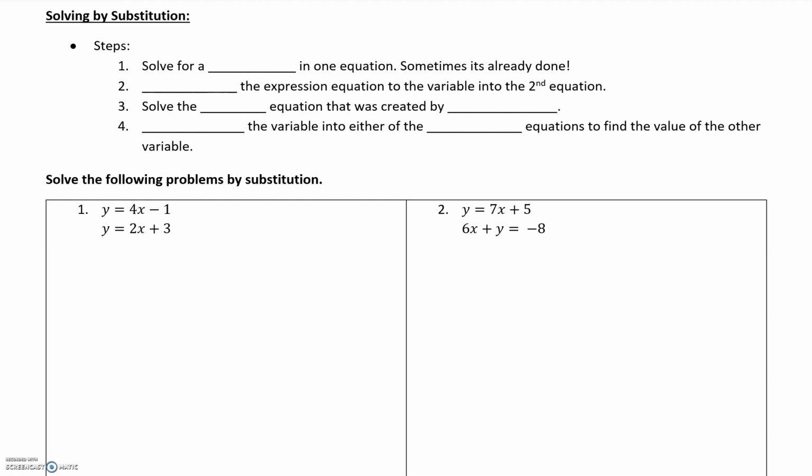Welcome to Solving Systems of Equations. This time we are going to solve our systems by using a method called substitution.